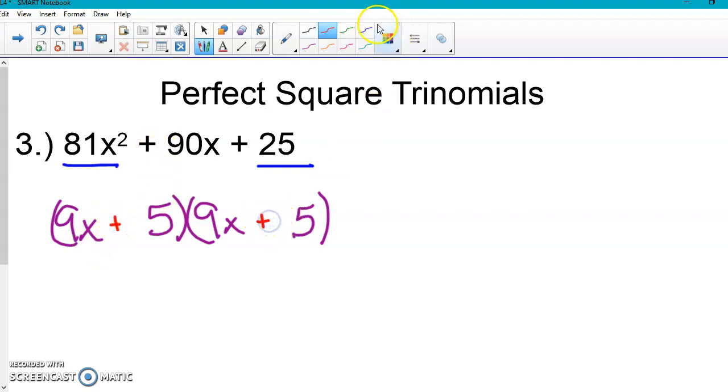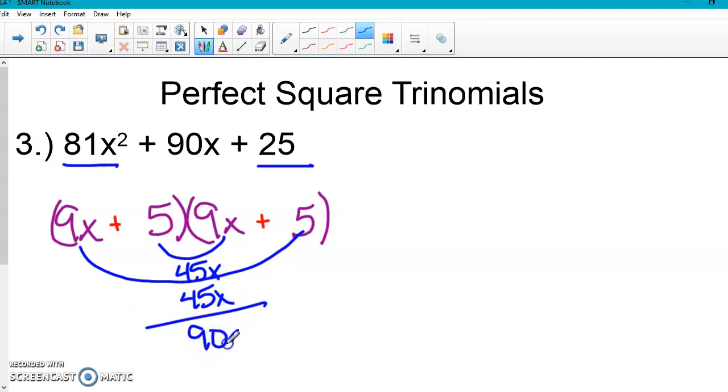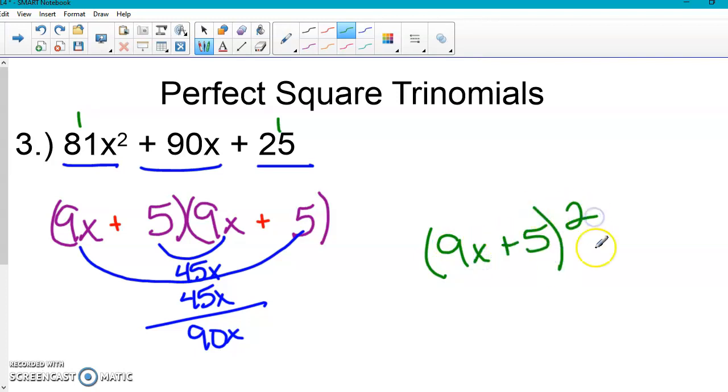All right, let's check with little smile, big smile, to make sure that we were right. Little smile, 5 times 9x would be 45x. 9x times 5 would be 45x. Add those together, you get 90x. Yes. Okay, so there's your little shortcut. If you have a perfect square trinomial, this one's perfect, this one's perfect, the parentheses will be exactly the same. So my final answer, 9x plus 5 squared.